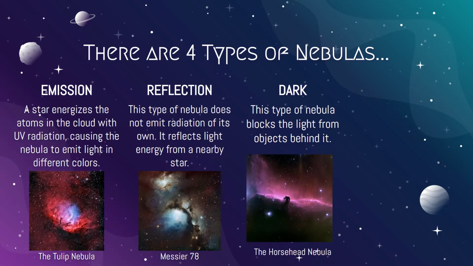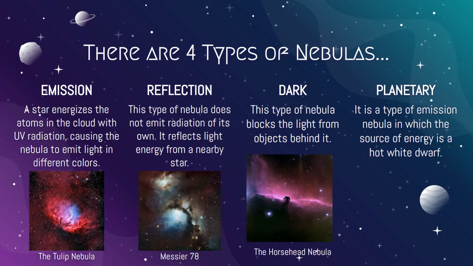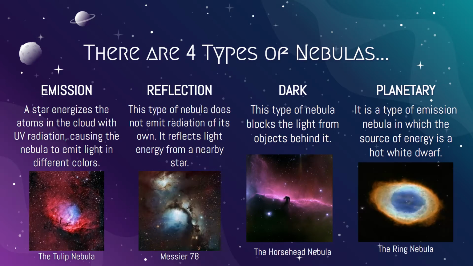And finally, planetary nebulas are a type of emission nebula in which the source of energy is a hot white dwarf. The Ring Nebula is an example of this type of nebula.